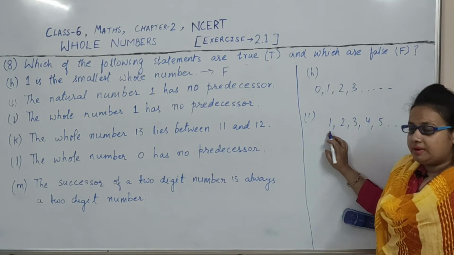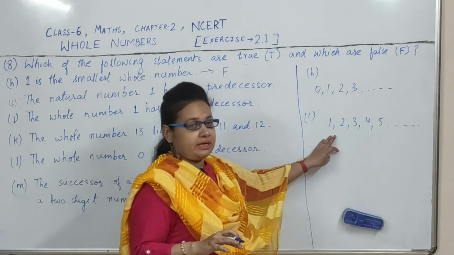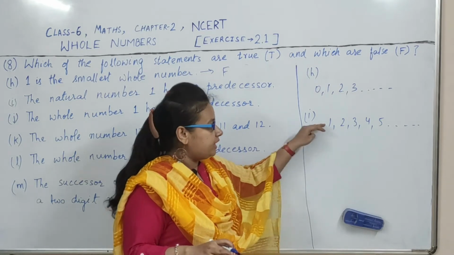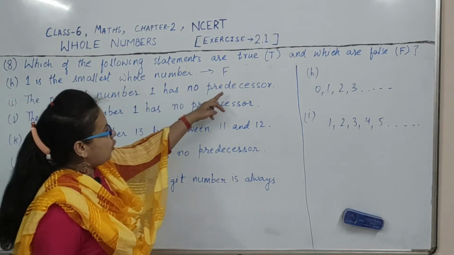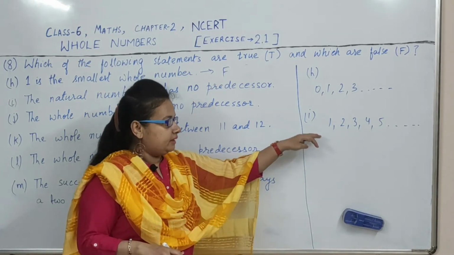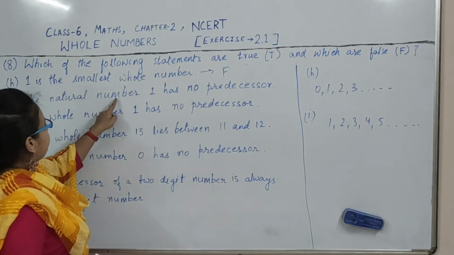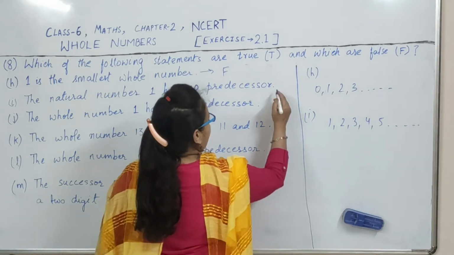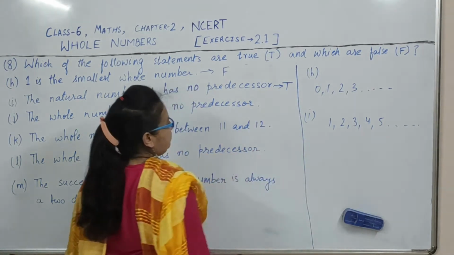In natural numbers we will not have any predecessor of 1, because 1 is the only smallest natural number. So the natural number 1 has no predecessor. It's correct, because there is no natural number before 1. So this statement is true. The natural number 1 has no predecessor, because there will be no natural number before 1. So it is a true statement. T. We have written T. It is a true statement.